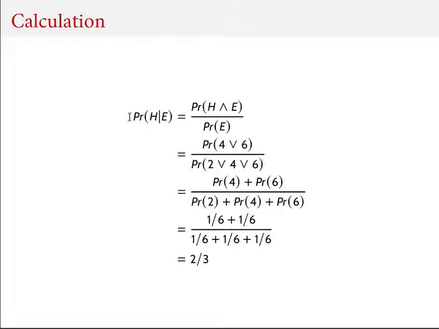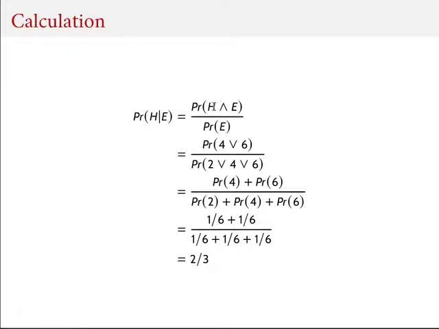The very first step is we write out formally the conditional probability that we're interested in. In this case, we're interested in the probability of it landing high, given that it landed even. Simply applying the definition of conditional probability, we get that the conditional probability of H on E equals the unconditional probability of the conjunction H and E over the probability of E.